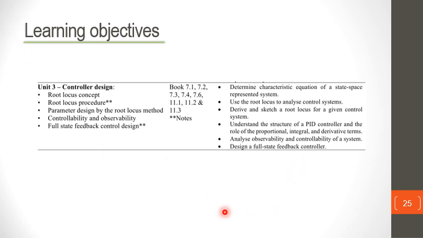Go through the tutorial in order to practice some of the problems in order to grasp the concepts, and then refer to the end of book chapters. In this instance, we are referring to chapter 7 for the root locus and the PID, and chapter 11 for the section on state space control systems.